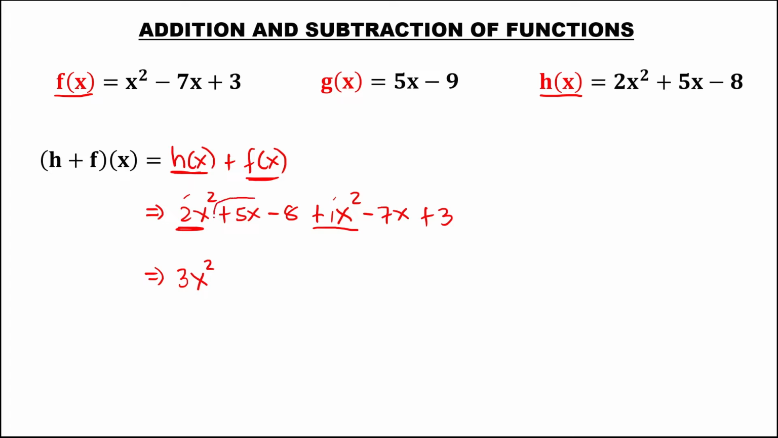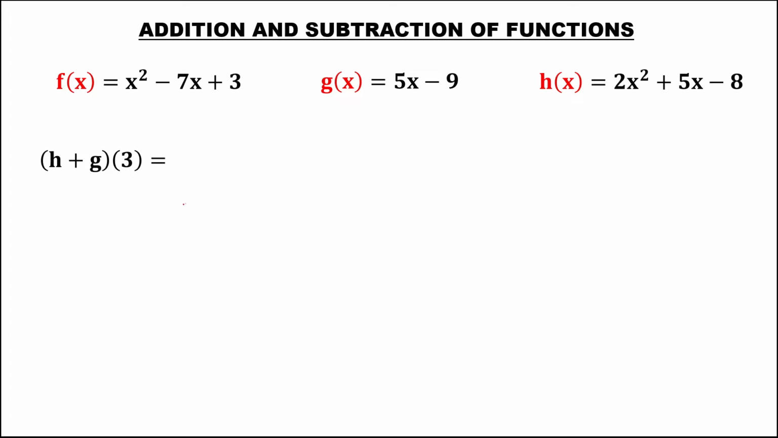Then for positive 5x and negative 7x, different sign, we need to subtract. So this is equal to negative 2x. Then for negative 8 and positive 3, different sign, we need to subtract. And this is equal to negative 5. So this is now the value for this function.